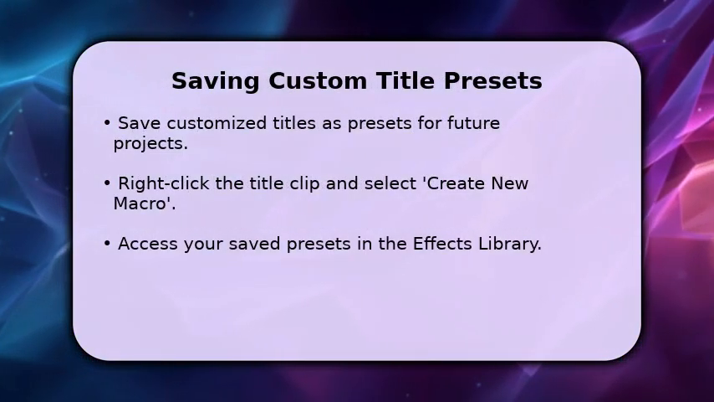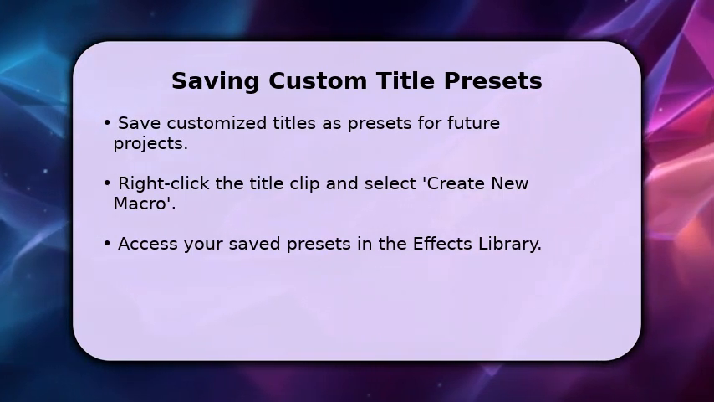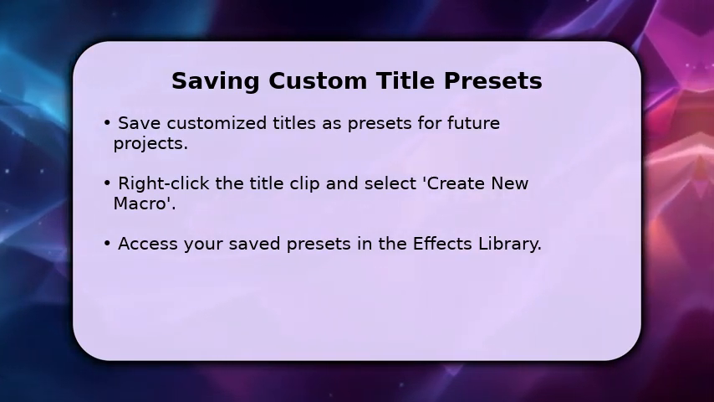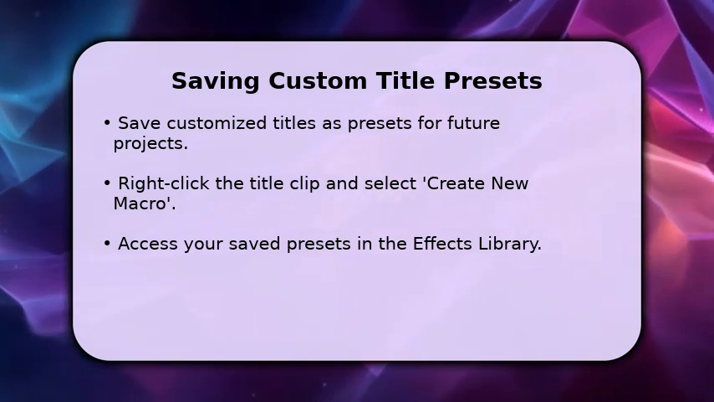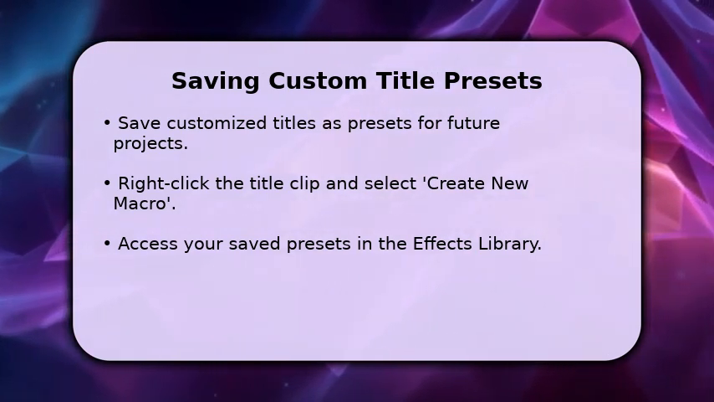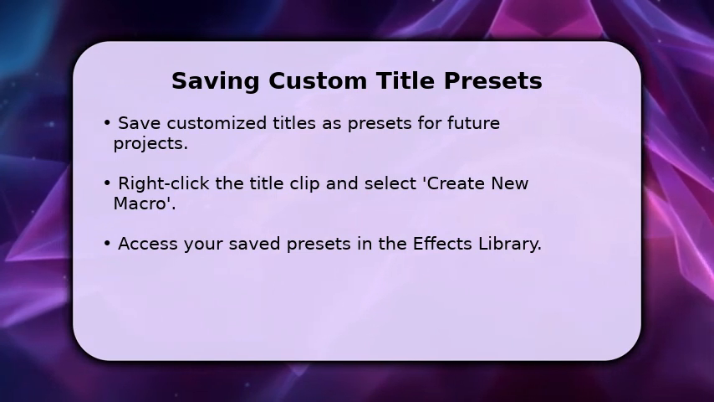After perfecting your title, you can save it as a custom preset for quick reuse in future projects. Simply right-click on your customized title clip in the timeline and select Create New Macro. Give your macro a descriptive name and choose where to save it.